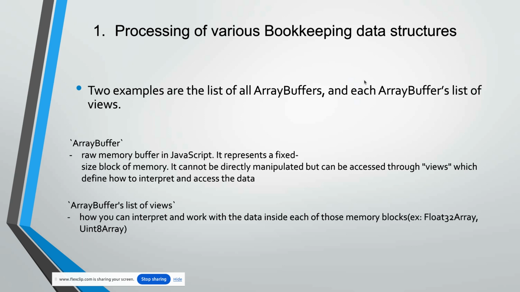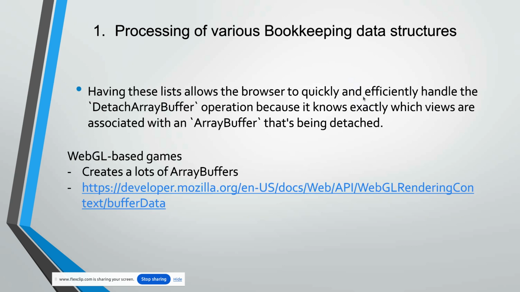Having this list allows the browser to quickly and efficiently handle detached array buffers. A detached array buffer is just the same thing as other objects: if this array buffer is not used, it's not used. But rather than trying to search for the references to the array buffer, the browser can see the views associated with the array buffer. And if it is detached, you can use the detach array buffer operation.